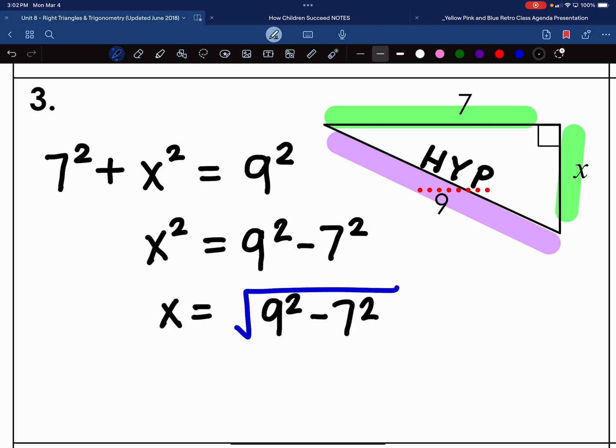Yeah. Okay, so we type that in. What do we get? Okay, x is 5.7.